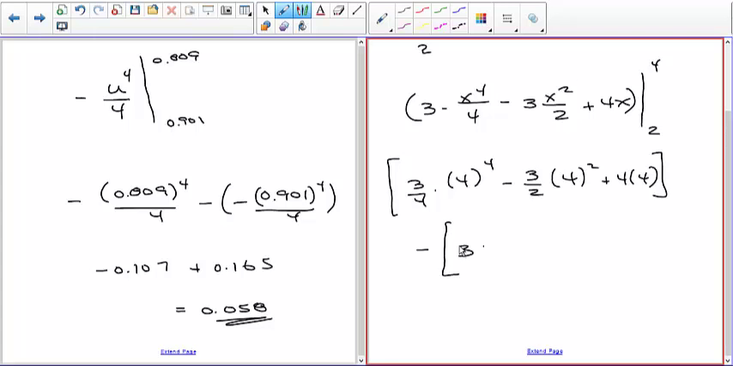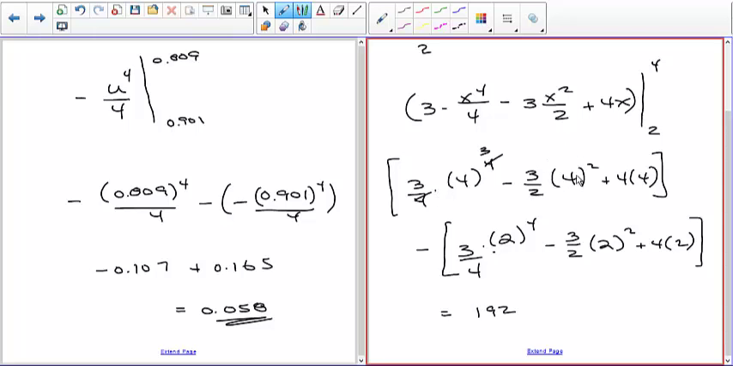So we've got 3/4 times 2 to the 4th minus 3/2 times 2 squared plus 4 times 2, close parentheses. We see one of these cancels out with those. So you've got 4 cubed, which is 64. 64 times 3, I think, is 192. So you get 192 for this first one.